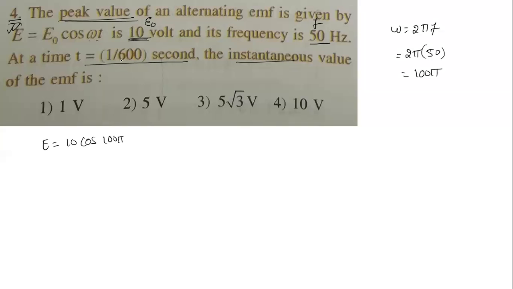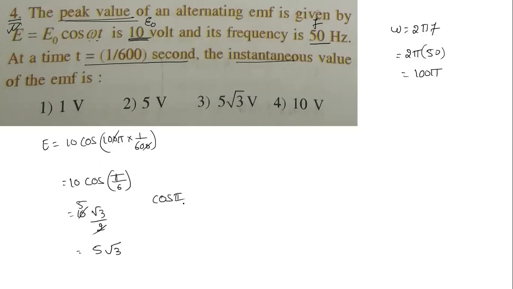Omega into t. How much is the t value given? 1 by 600. So now this is 10 into cos of 100 pi by 600, where the 100 and 600 cancel. It becomes pi by 6. So it is 10 cos pi by 6, meaning cos 30 degree. What is the value of cos pi by 6? Cos 30 degree is root 3 by 2. So it cancels, 5 times root 3.